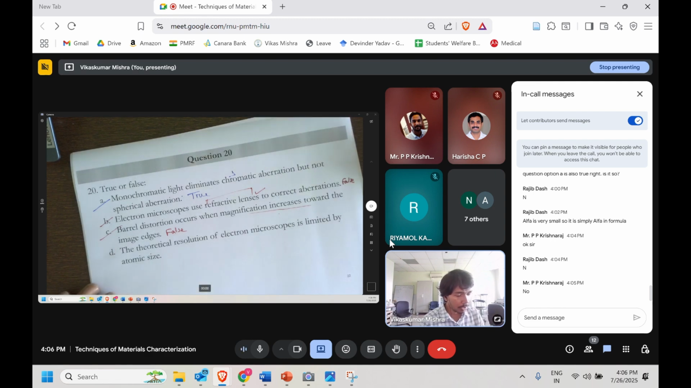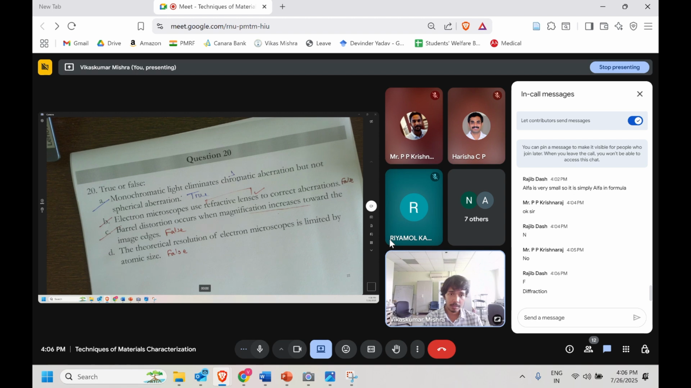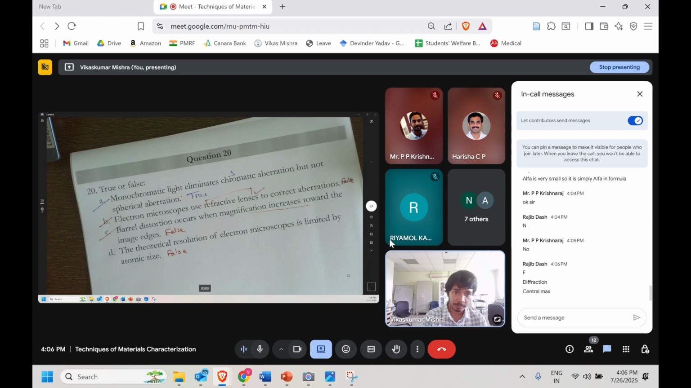Now this last one: the theoretical resolution of electron microscopy is limited by the atomic size. What do you think? False. Then what is the correct answer? What is limiting the resolution in electron microscopy? Diffraction. Diffraction is one of the reasons. What else?